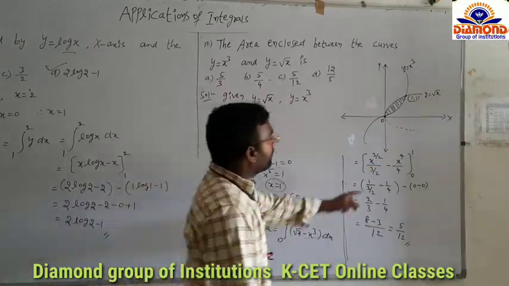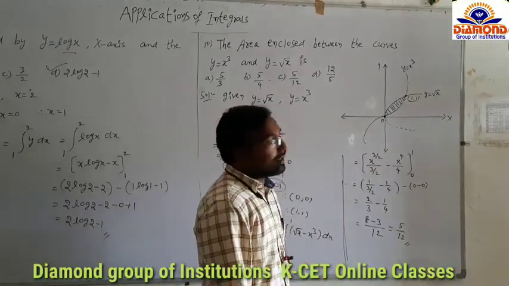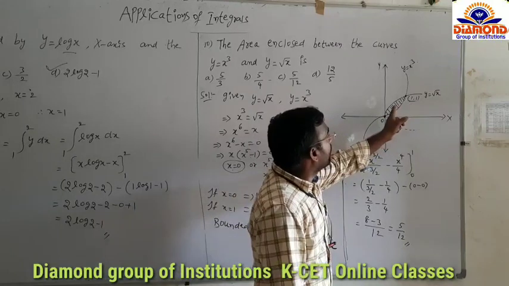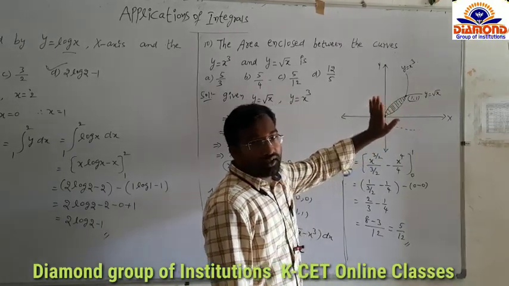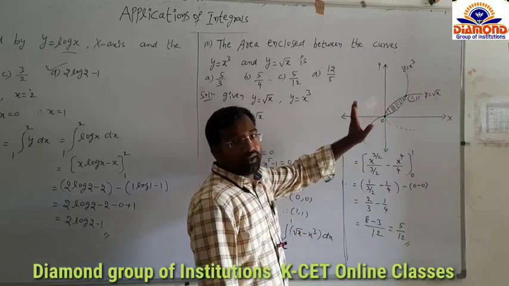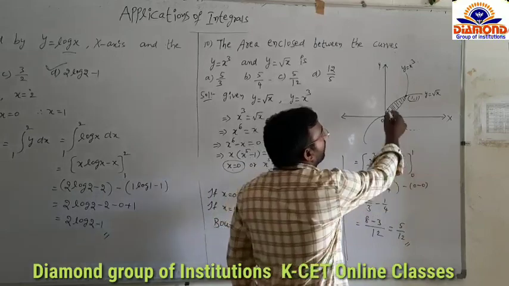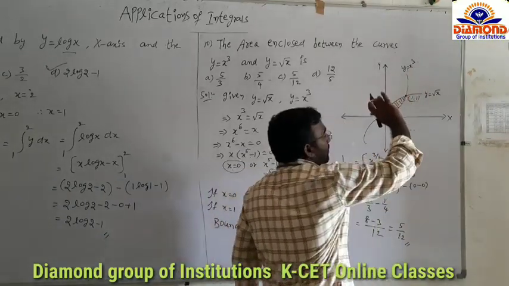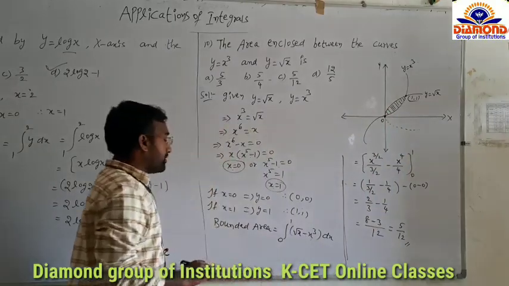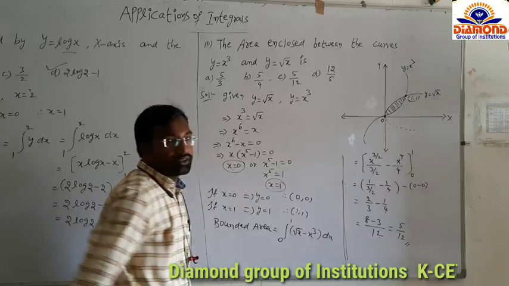So here the bounded area is between the x limits 0 to 1. In the bounded area between 0 and 1, there is an upper curve and a lower curve. So according to the third property, bounded area is upper curve minus lower curve. So what is the upper curve? The upper curve is y equal to root x. The lower curve is y equal to x cube. So the bounded area is the integration from 0 to 1 of root x minus x cube dx.